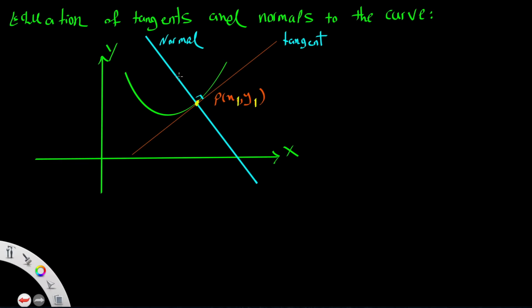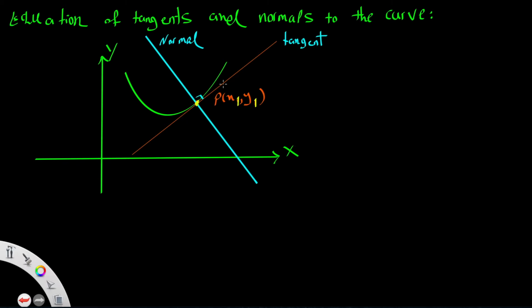And normal is a straight line. You have learned perpendicular lines in coordinate geometry, but for the curve, the normal is a straight line which is perpendicular to the tangent at the given point. As you see, this tangent and normal at the point of contact together make an angle of 90 degrees.